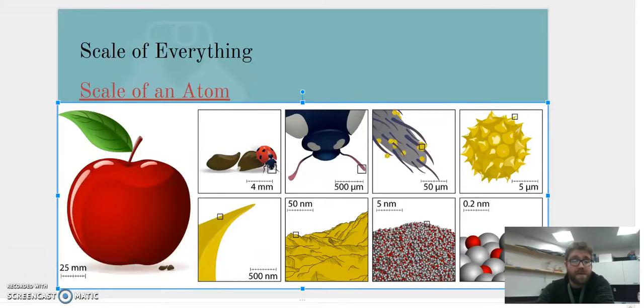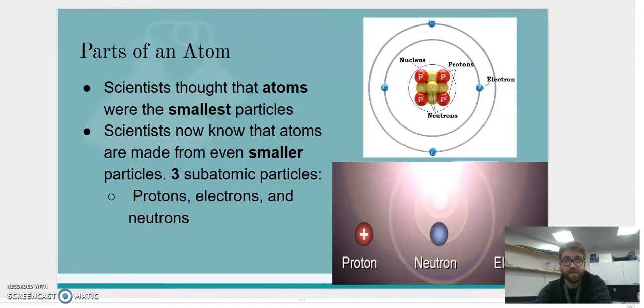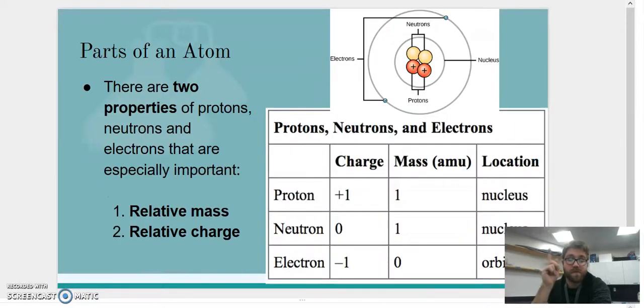But even though they're small, they're still made up of different things. They're made up of 3 particles. We call them subatomic particles. Protons, neutrons, and electrons. These are the three subatomic particles that make up an atom. Now, we have to remember two things about each of these subatomic particles. We need to remember their relative mass and their relative charge. It would also be helpful if we remember their location.